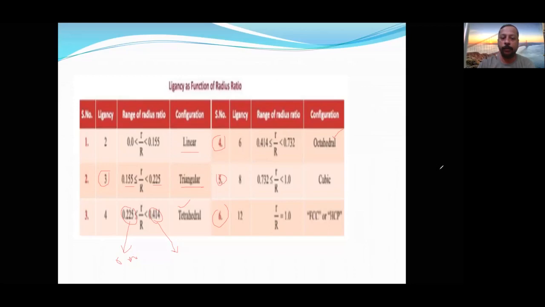Limiting radius ratio, which part will you use? That 0.414. Ideal radius ratio, which one will you use? 0.225. Like that, every radius ratio numerical will be there. You should be able to understand that wording and meaning. Note down this, then we will go for the next part.